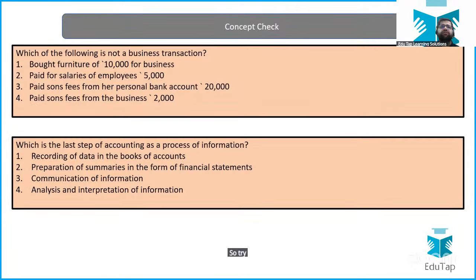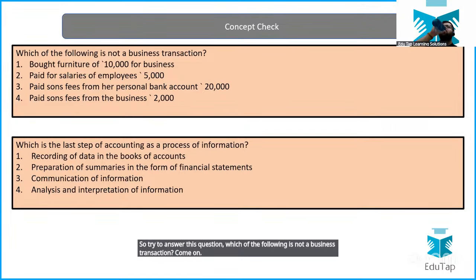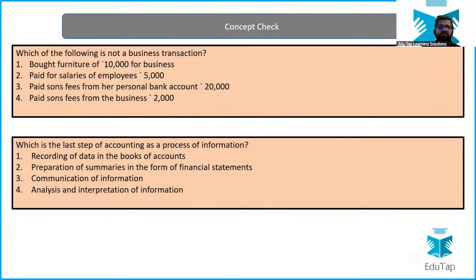So try to answer this question. Which of the following is not a business transaction? Bought furniture for 10,000 for business, paid salaries for employees, paid son's fees from her personal bank account. All of you who are saying three, what is the reason behind your answer for the third one? Why are you going for three? What is the reason? Yes, very good.